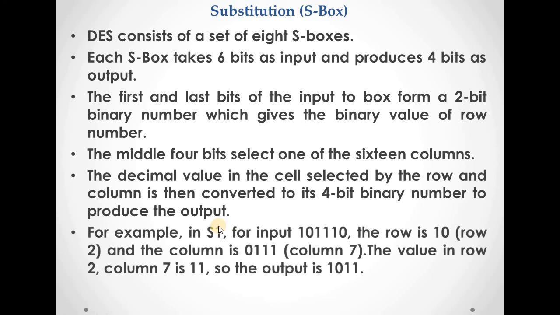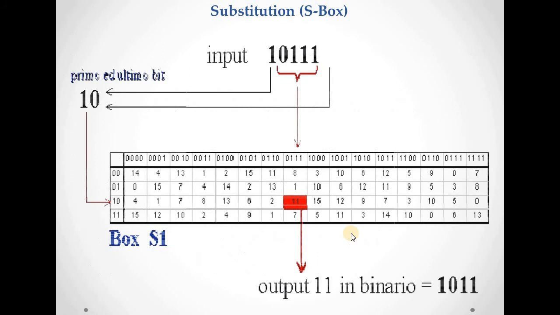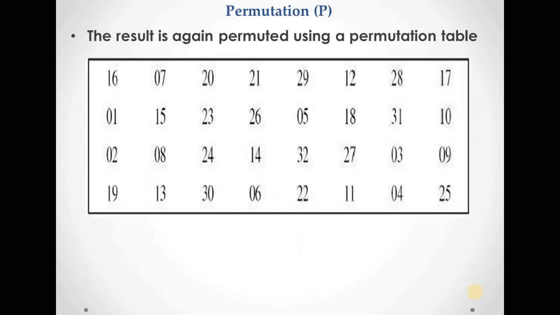For example, if the input of S1 is 101110, then the row is 10, right, and the column is 0111. In that cell the value is 11, so the output is 11, and its binary is 1011. Then the permutation: the result is again permuted using the permutation table.